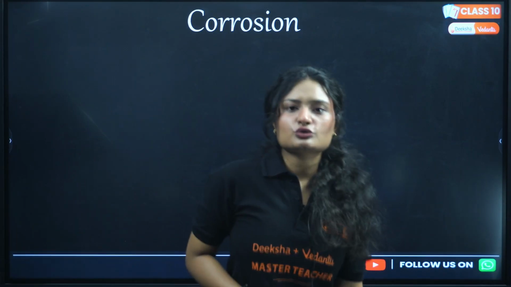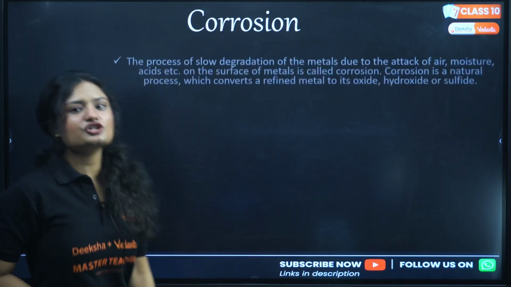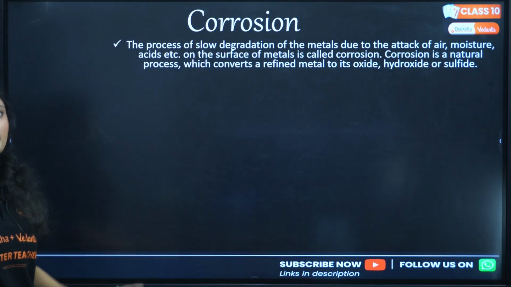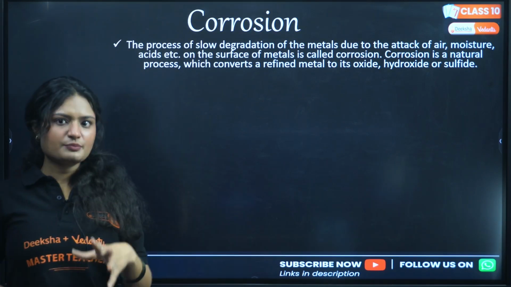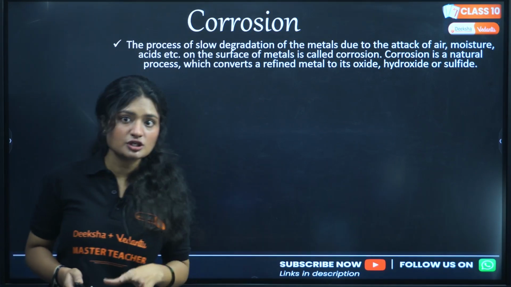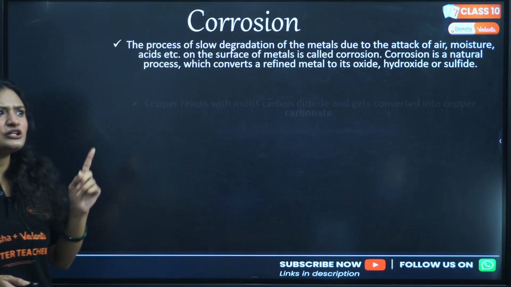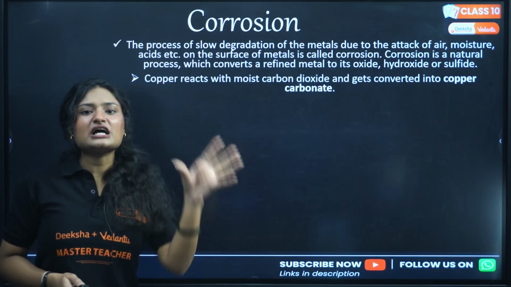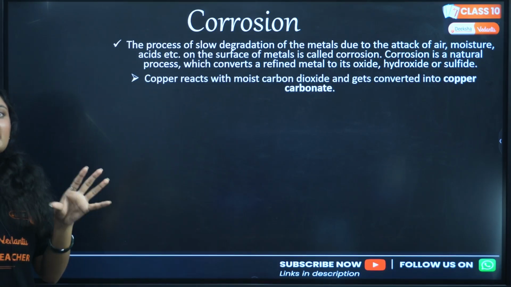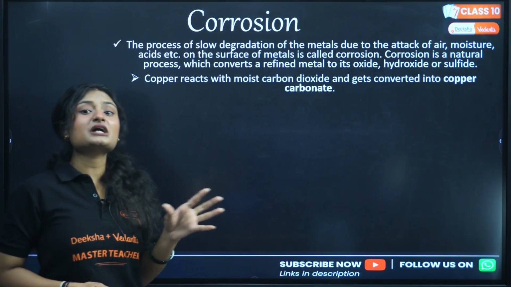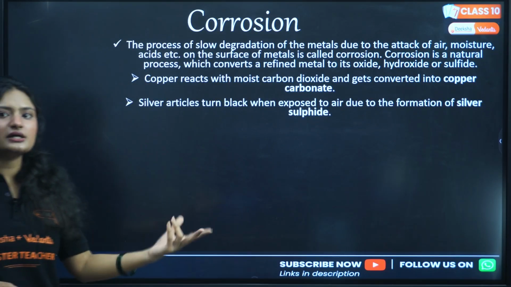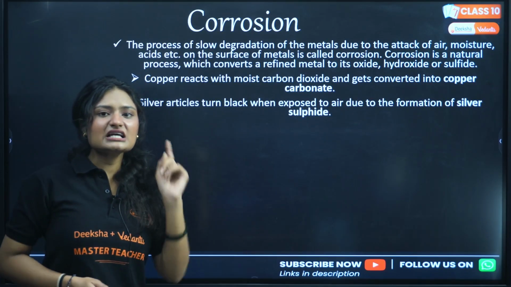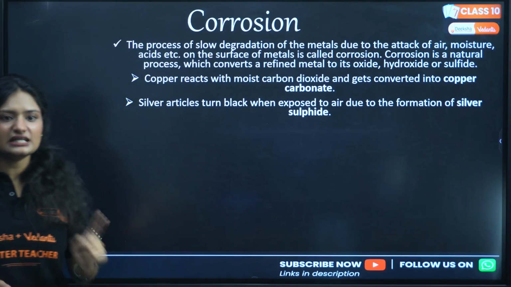Corrosion. What is corrosion? Corrosion refers to the degradation of metal by the action of air, moisture, or acids present in the environment. It is a natural process. Okay, for example, when copper reacts with moist carbon dioxide, it gets converted into copper carbonate. Copper carbonate is green in color. Similarly, silver when exposed to air gets converted into silver sulfide, which is black in color.